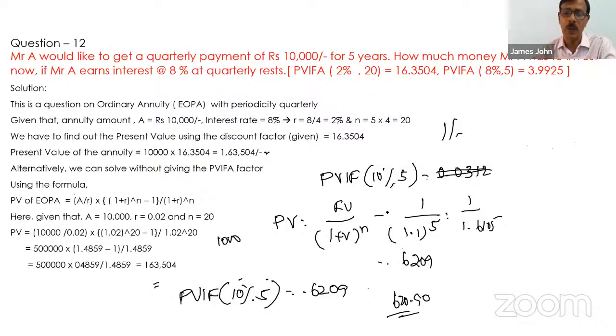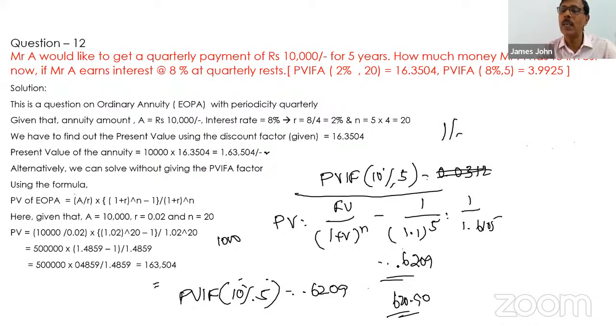10% annually. The interest rate is 10% annually, and the number of years is 5. You are getting 1 rupee after 5 years, the interest rate is compounded annually at 10%. What is its present value? It is 0.6209. If you are getting 8,000 rupees after 1 year, and this is the factor, what is its present value? This factor into 8,000, because this factor gives you the present value of 1 rupee. So for 8,000, you multiply with 8,000.